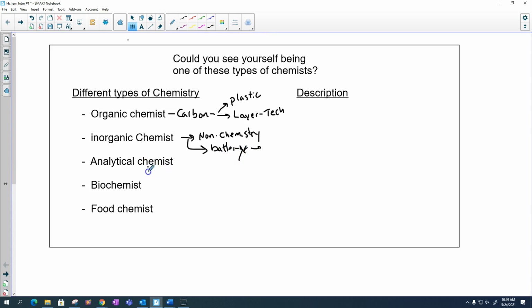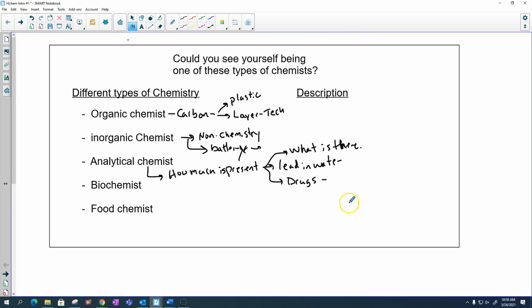Okay, so an analytical chemist would be one that would really tell you how much something is present. In this case, they might tell you how much lead is in water, for example. Or they might tell you what is present in something, like what is there. So what is present inside of a sample? Maybe if you were testing for drugs, you would use an analytical chemist. Maybe you're testing professional athletes.